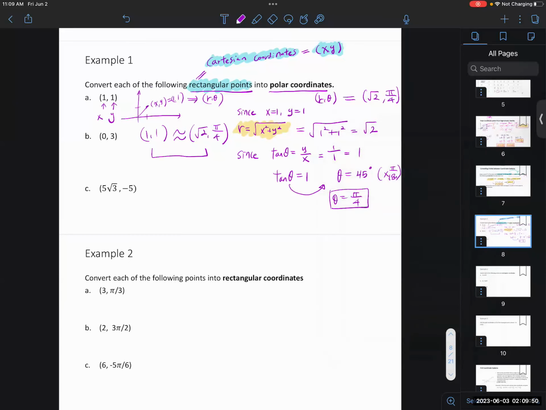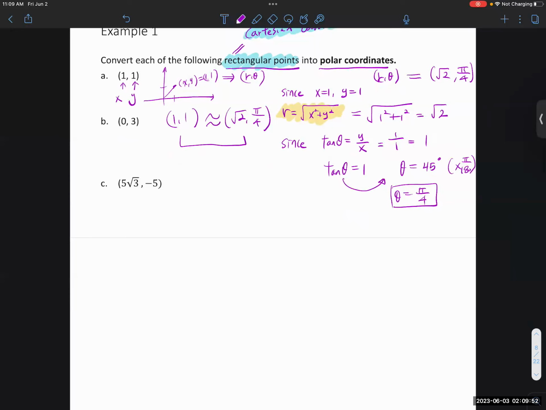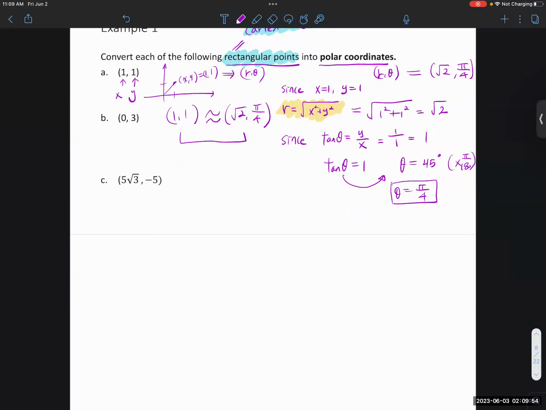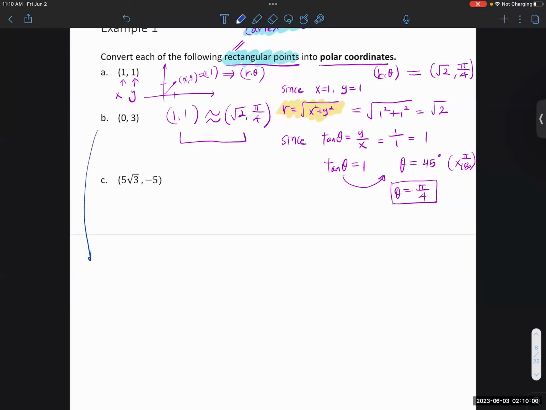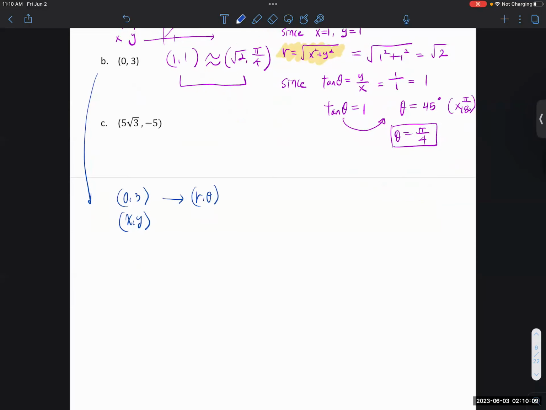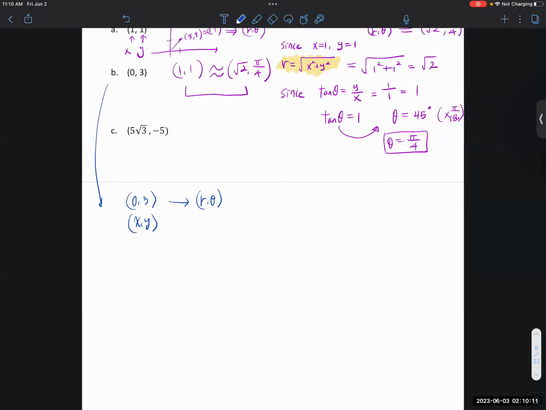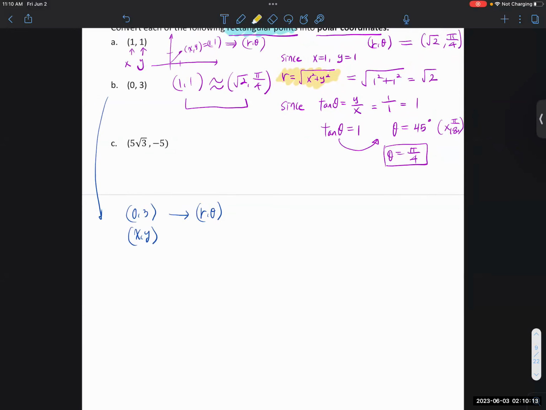I'm going to go down and make some space. Let's do letter B, (0, 3). I'm going to change the color. (0, 3), this is x, y. I want to convert it to r, theta in the polar coordinate system. So you can find r. By the way, I'm going to highlight this because we use the mathematical identity.